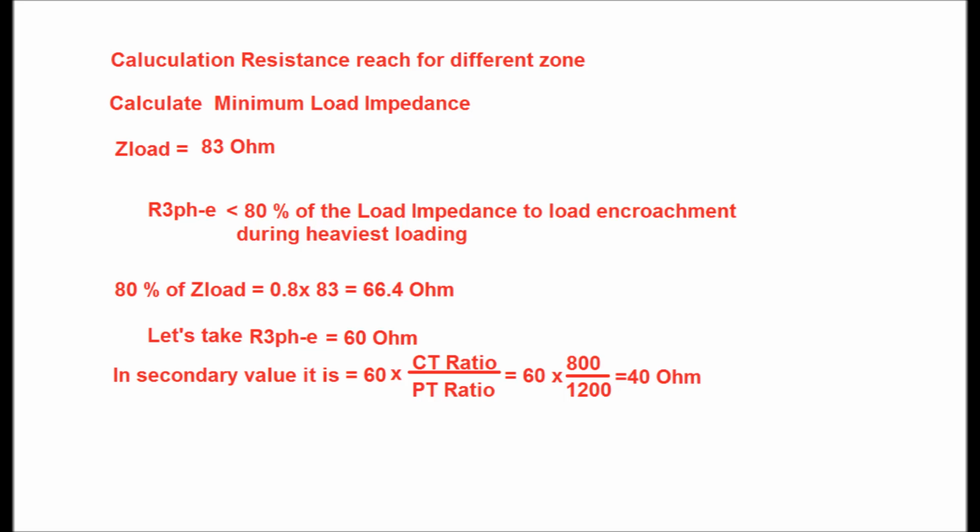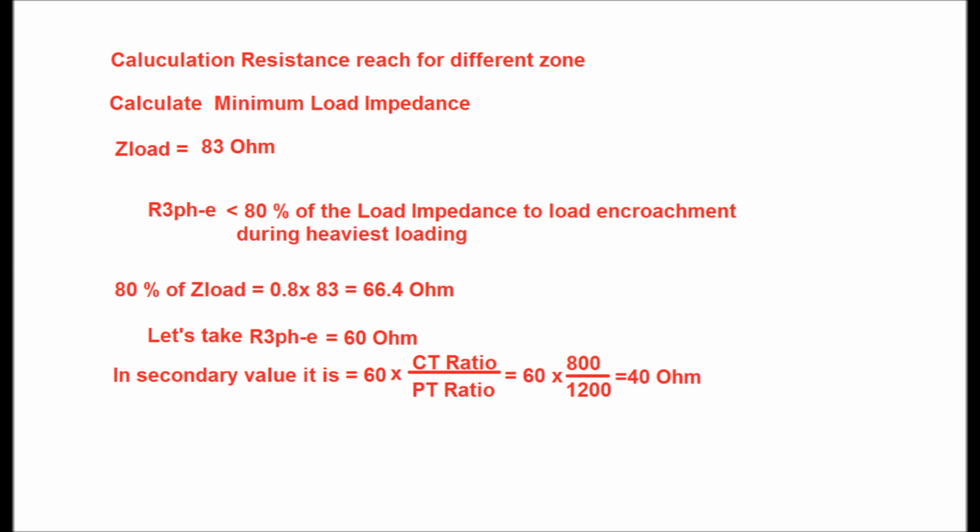Therefore, the earthy phase to earth resistance reach limit should be less than 80% of the load impedance to avoid load encroachment during heaviest loading. Now 80% of the Z load comes as 0.8 into 83, equal to 66.4 ohm. So let's take the value of earthy phase to earth equal to 60 ohm.